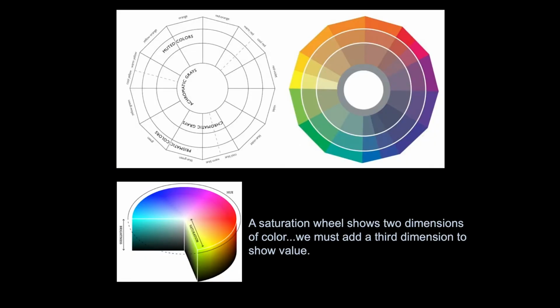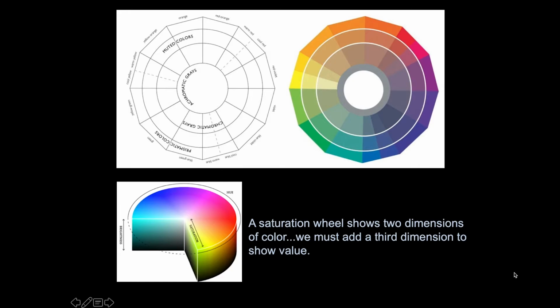A saturation wheel shows 2 dimensions of color. It shows the hue, in other words, the rainbow position of the color on the outside of the wheel, and then as the colors move in towards the center, they get grayer and grayer and grayer until you get into achromatic grays in the very center.